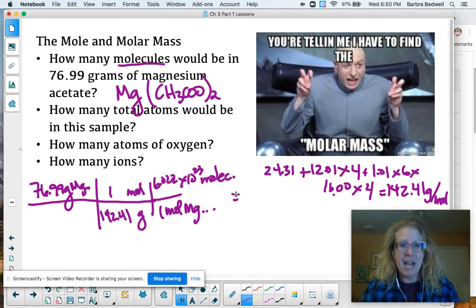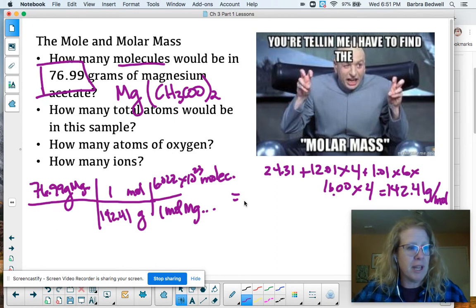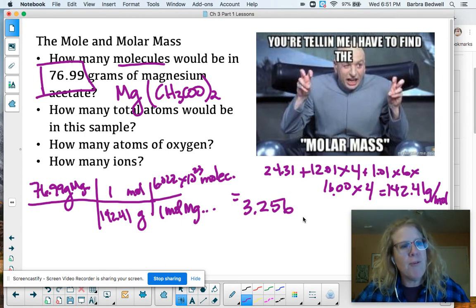76.99 times 6.022 times 10 to the 23rd, divided by 142.41 gives me a big number. And this is our number. We are at how many sig figs? 4 sig figs. There they are. So my answer in 4 sig figs is 3.256. It's actually 3.255626, whatever.